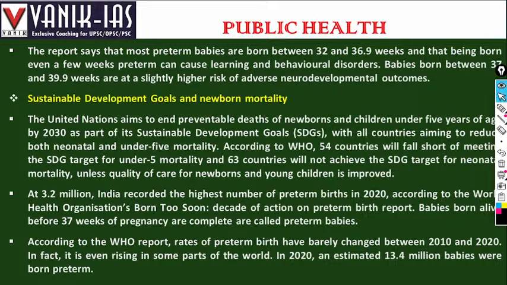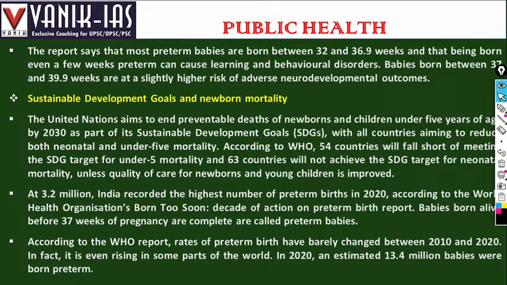Sustainable development goal and newborn mortality. The United Nations aims to end preventable death of newborns and children under 5 years of age by 2030 as part of its sustainable development goal, with all countries aiming to reduce both neonatal and under 5 mortality. According to WHO, 54 countries will fall short of meeting the SDG target for under 5 mortality, and 63 countries will not achieve the SDG target for neonatal mortality unless quality of care for newborn and young child is improved.